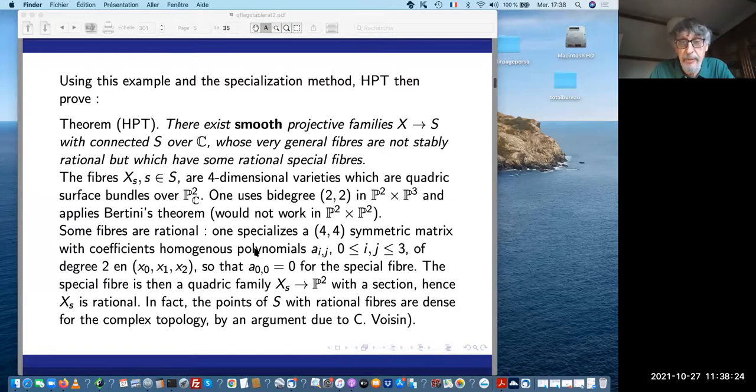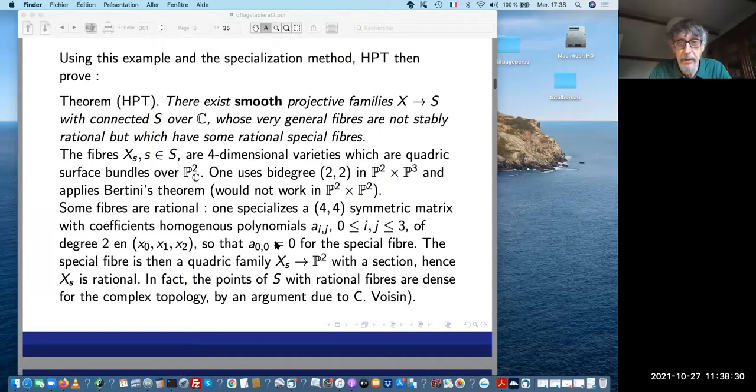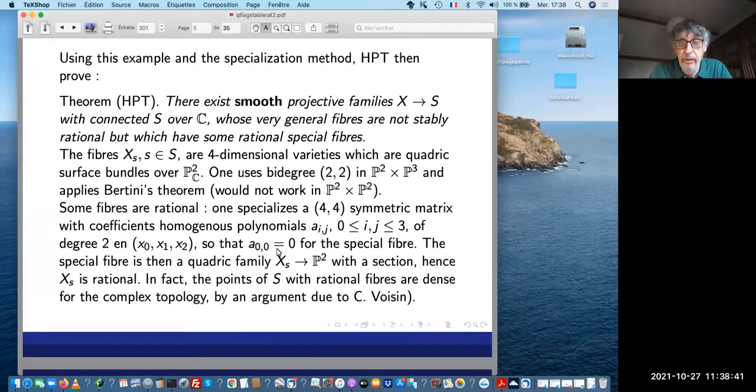Okay, and the rationality of some special fiber is quite easy, because the quadric bundle is given by a 4 by 4 symmetric matrix with polynomial coefficients of degree 2 in the variables. And so suppose one of these coefficients is 0. Then it's clear that your quadratic form will have a rational point, namely take capital X0 equals 1, and all the other variables 0. So at this point, you get a quadric family with a section. And for a quadric family with a section over P2, the generic fiber is rational over P2, so the total space is rational.